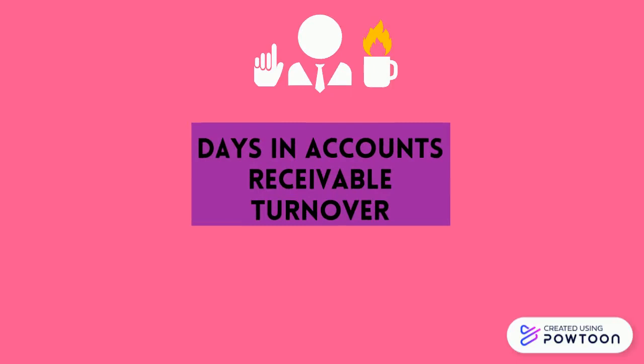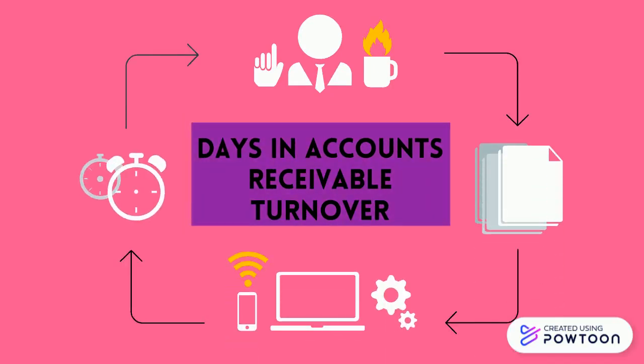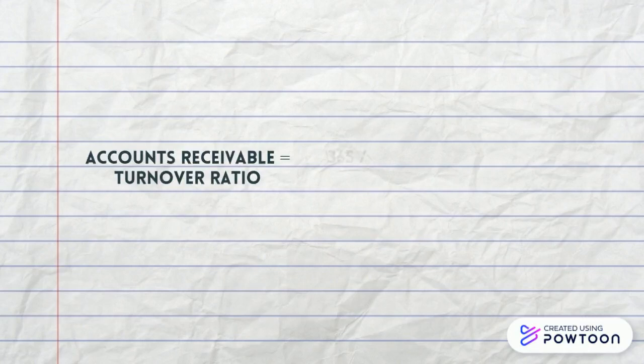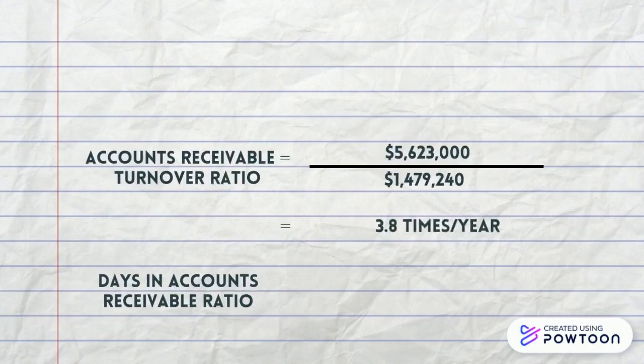The receivables ratio is sometimes difficult to interpret and is converted into the days in accounts receivable turnover. To do this, we divide the accounts receivable turnover ratio into 365 days. When we use Caltex's ratio, we find that it takes them on average 96 days to collect their receivables.